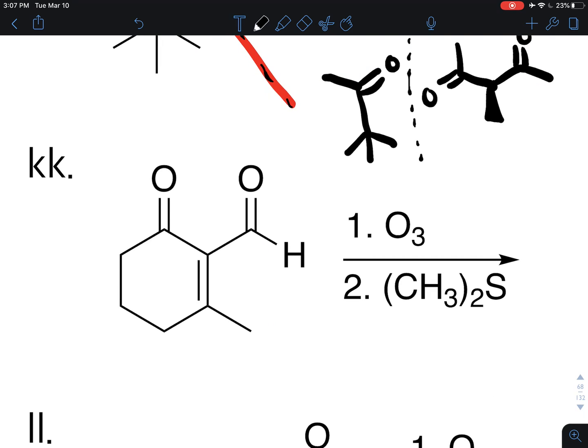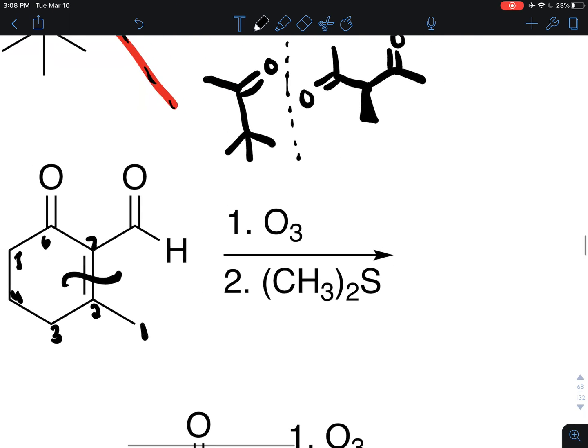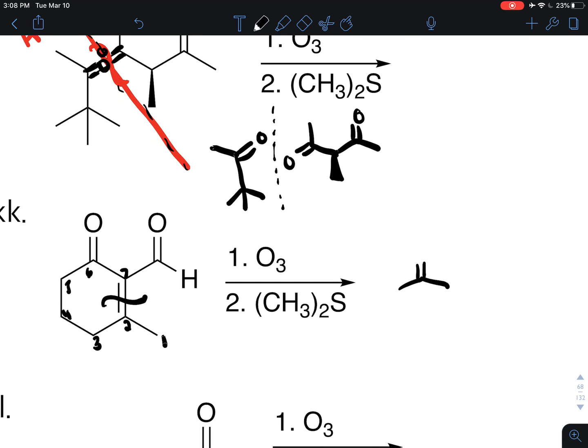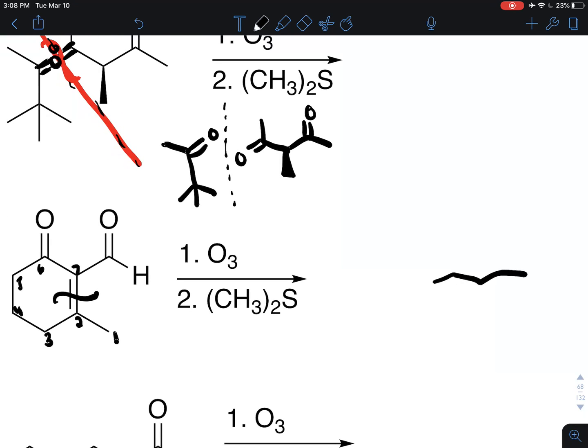Okay, so let's do this one. So essentially, I am going to draw a big squiggly here. So what I imagine happening is that there's going to be a ring opening. 1, 2, 3, 4, 5, 6, 7. Okay? So what I want to do is draw... Actually, let me draw more space over here. Okay, so this is my aldehyde. This is my ketone. So let's call that 7, 6, 5, 4, 3, 2, 1. I'll fill that all in.